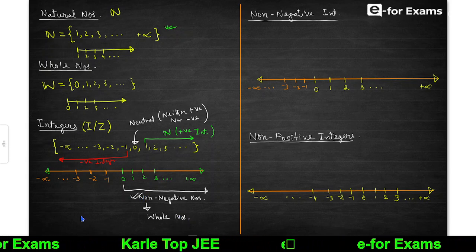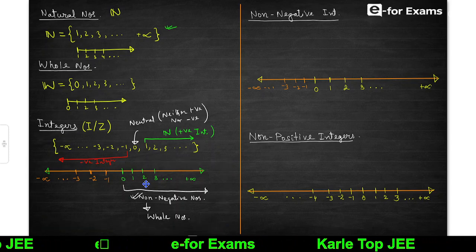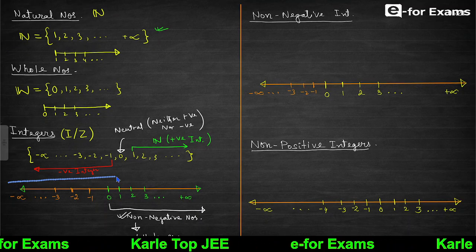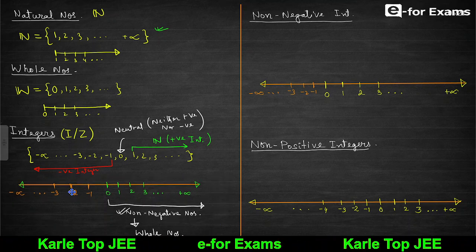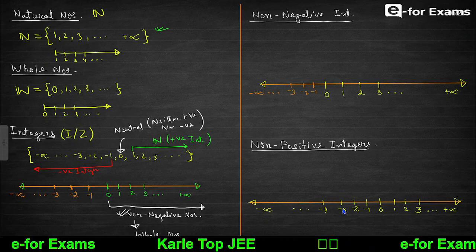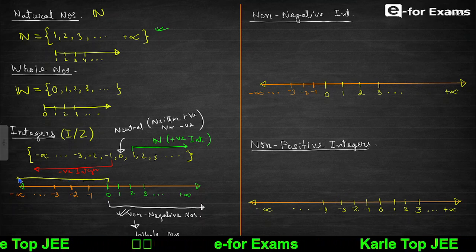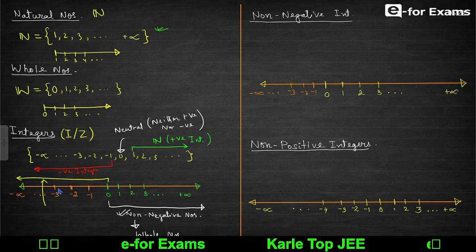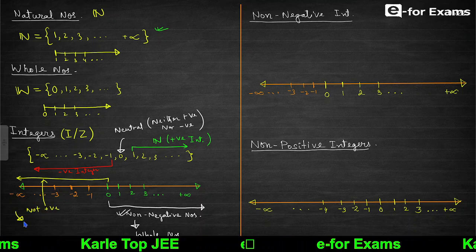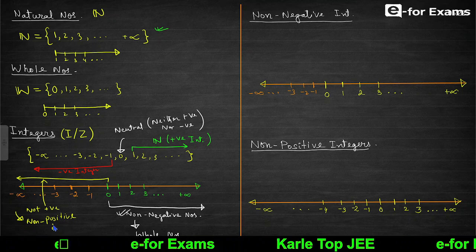Okay, similarly, just look at the number line. See, if I take 0 to the negative side of infinity, what is this? These are not positive, right? Not positive. So they are known as non-positive integers.